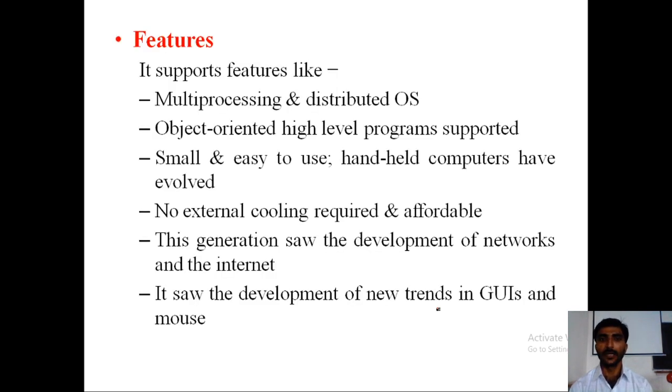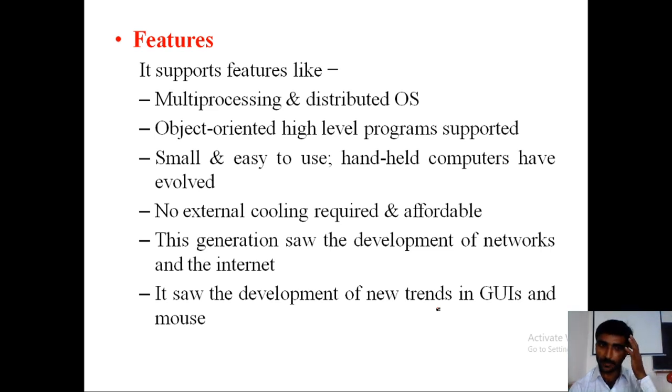Okay, features. It can support multiprocessing and distributed operating systems. Multiprocessing means it can process two or more processes simultaneously. Object oriented high level programming languages are supported. It is very small and very easy to use. Handheld computers have evolved in that fourth generation. In that year, the tab was used. No external cooling required, and affordable.